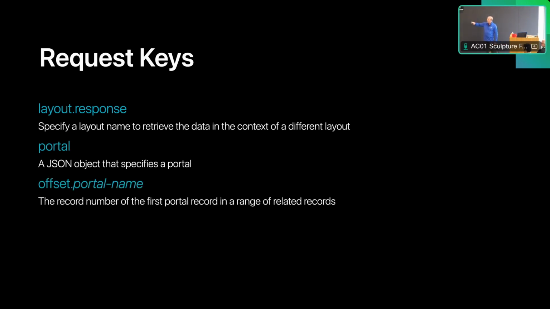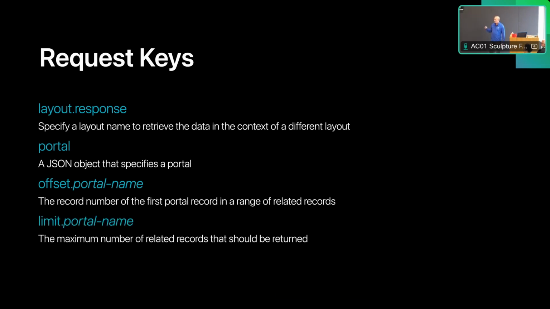And with those portals, you have an offset and a limit both, which is just offset.name of your portal and limit.name of your portal. It behaves the same as the records as far as the first record that's returned and the number of records. The only thing of note here is that your limit is going to default to 50. So it's a different value, but it behaves the same.